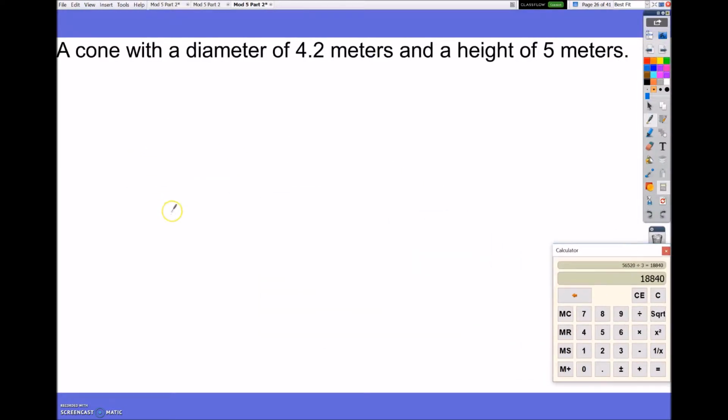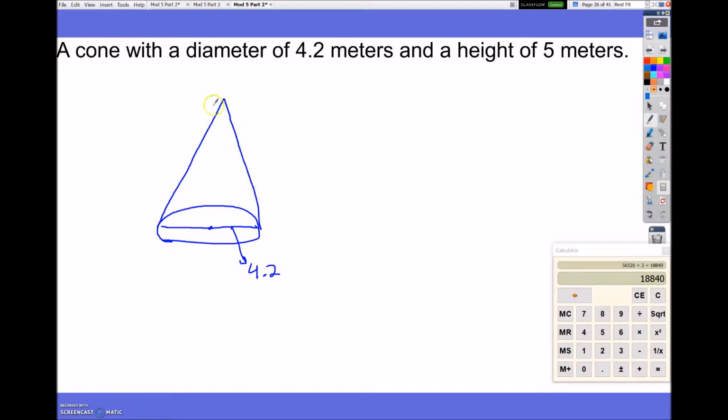All right, let's go and look at the next one now. It says, I have a cone with a diameter of 4.2 meters. So here is the base of my cone. It has a diameter of 4.2 meters, and it has a height. My height is 5 meters. Since my diameter is 4.2, in order to find the radius, we're just going to cut it in half. If I divide 4.2 in half, it would be 2.1.